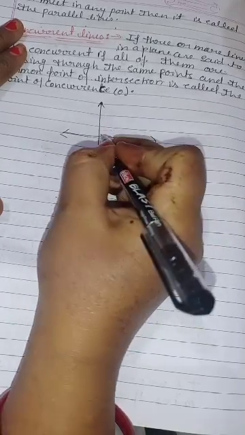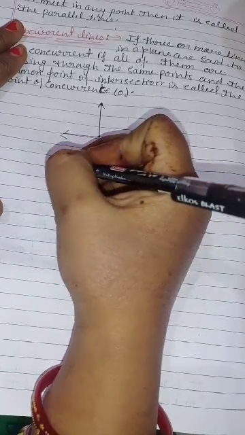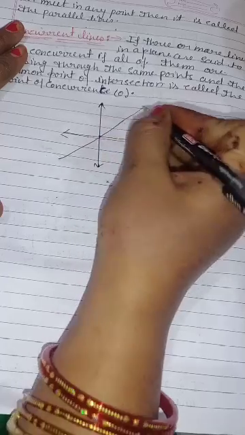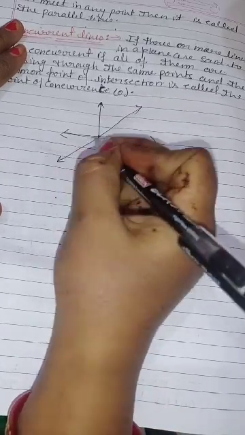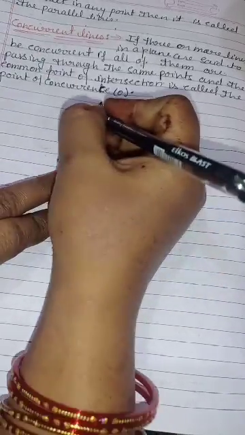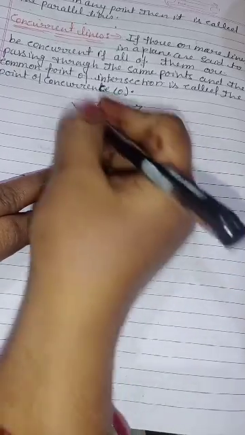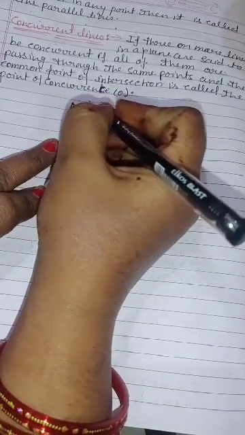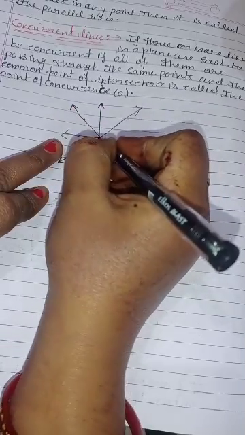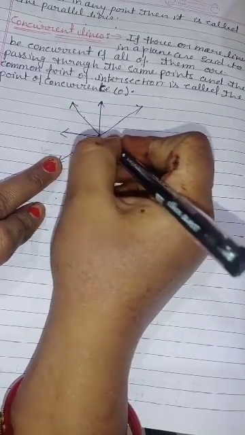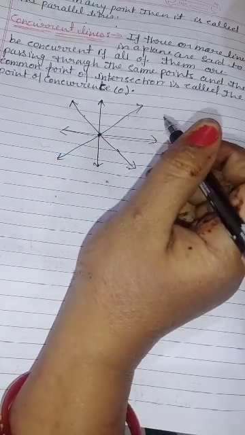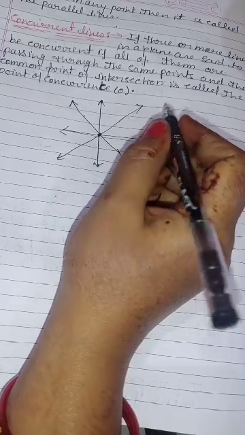Okay, all the lines are passing through the same point, that is, they have a common point of intersection. All the lines are intersecting at this point. Then these kinds of lines are called concurrent lines, and this point is called the point of concurrence. Again, just try to understand.